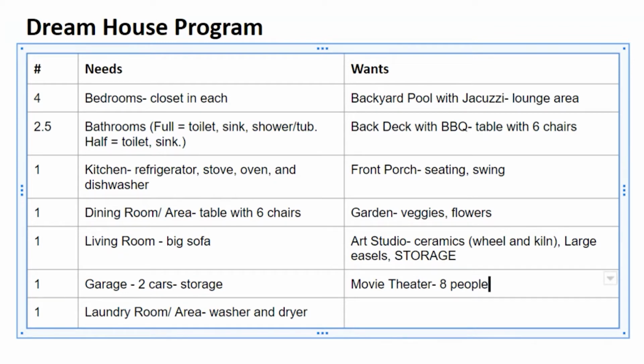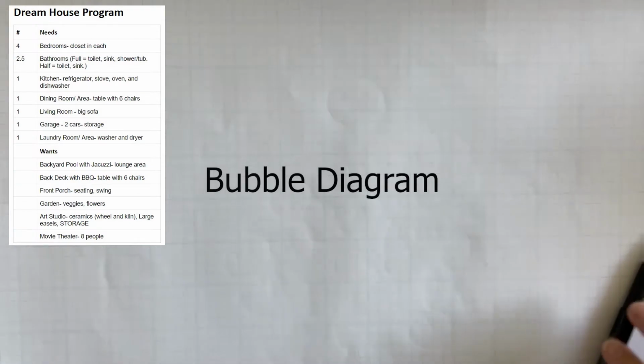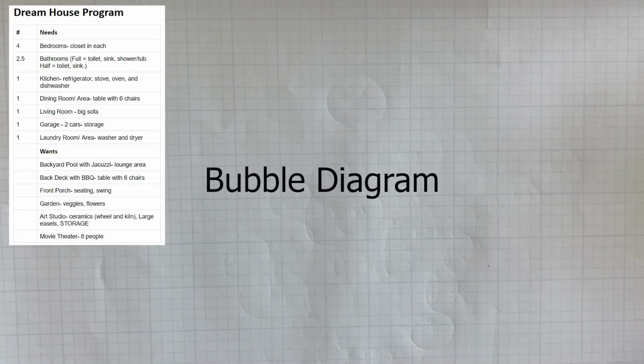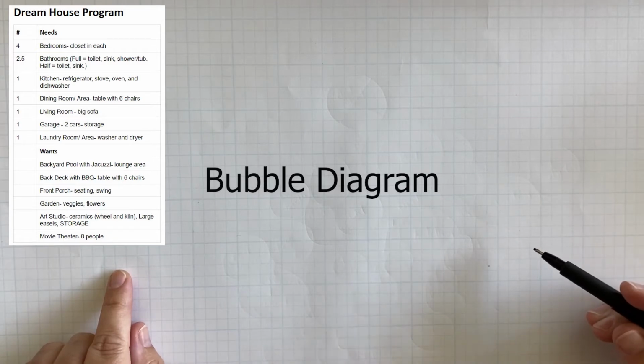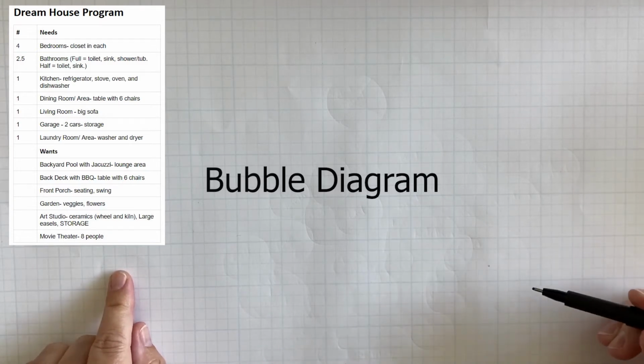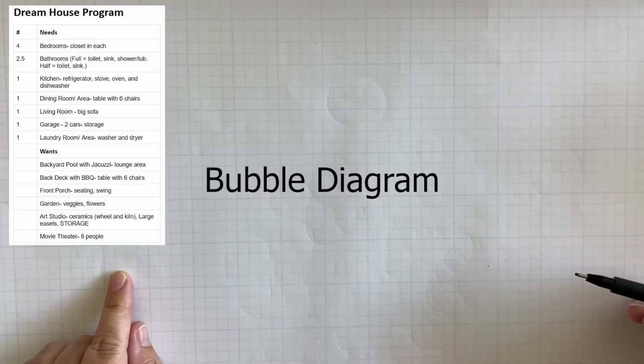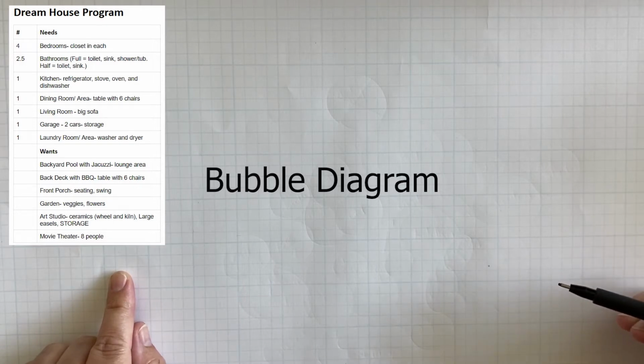Okay, so I can always add and take away from my program, but now I have it written down and organized, the things I don't want to forget when I take it to the next step, which is to create the bubble diagram. Okay, we're ready to do our bubble diagram. So we're going to use our program to inform our bubble diagram. But as we do our bubble diagram, we're going to take in consideration which spaces or rooms should be near other rooms, and also which spaces and rooms shouldn't be near other rooms.